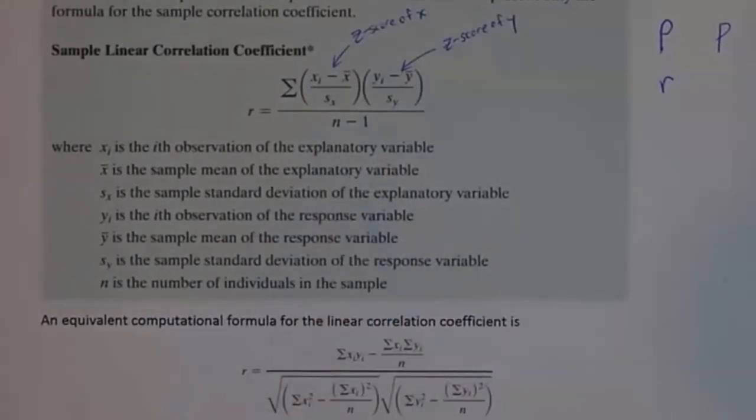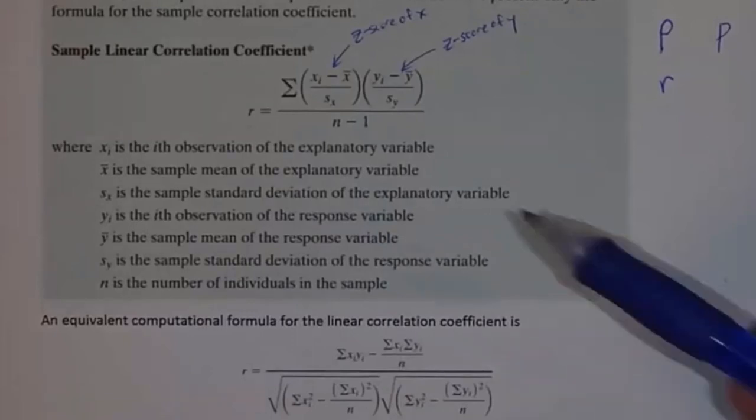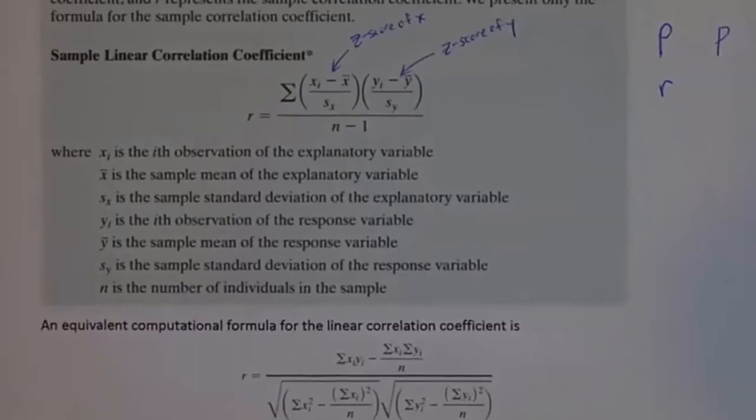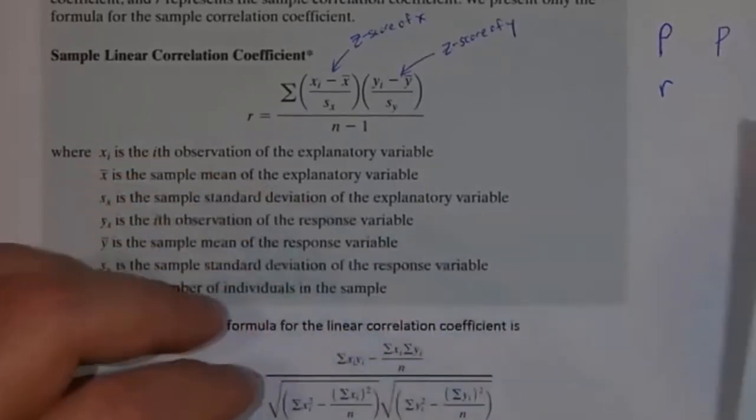So I'm essentially averaging. We're dividing by n minus 1 for the same reason that we did that with standard deviation and variance back in chapter 3. We're dividing by the degrees of freedom. So why do we do that? Here's the idea.